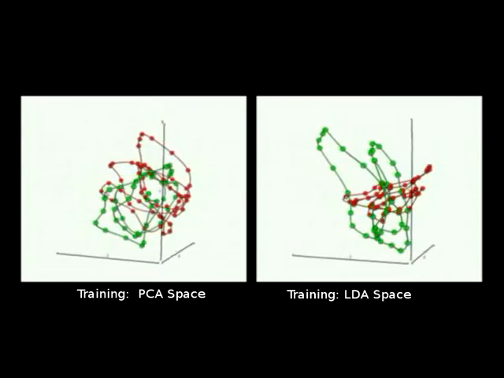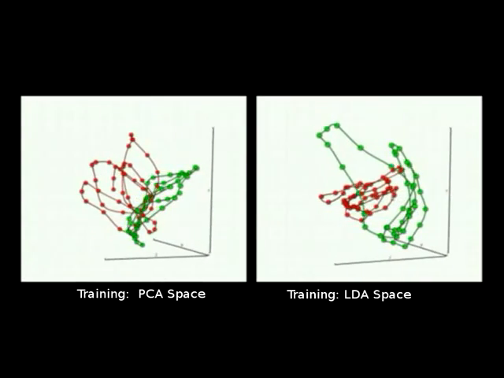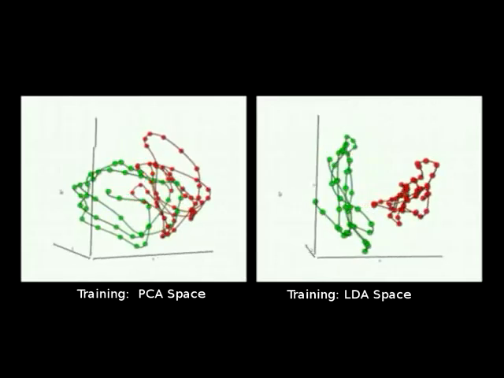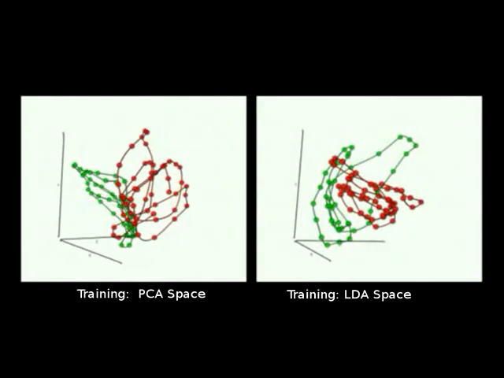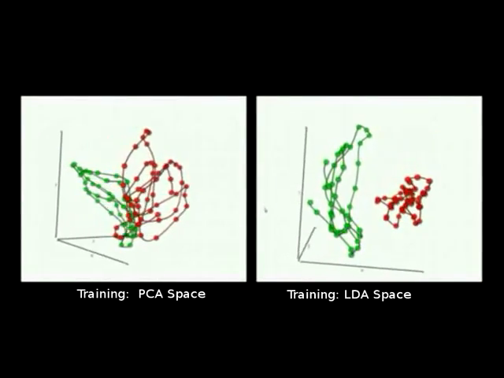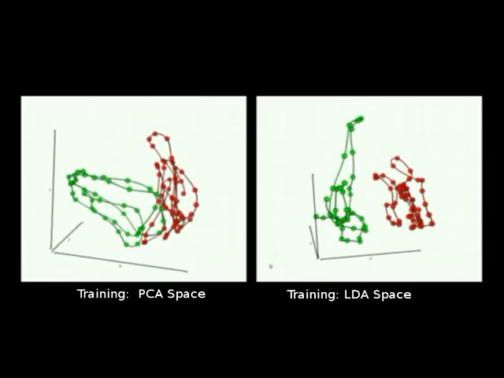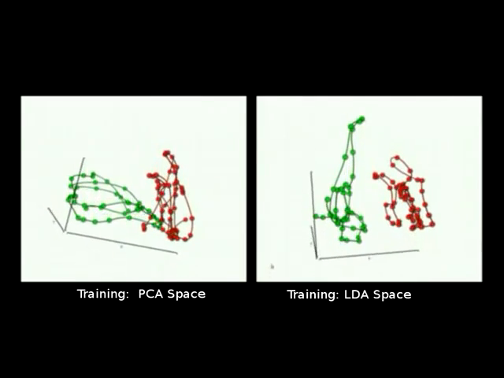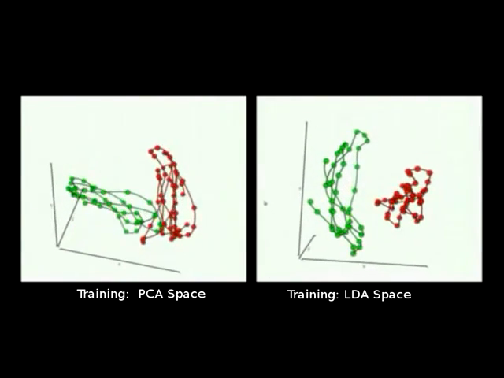This video shows the two clusters that are formed from the transformation with principal component, and then linear discriminant analysis. For clarity, only one video sequence of each action is plotted. The red points represent normal walking, while the green points represent exaggerated walking.